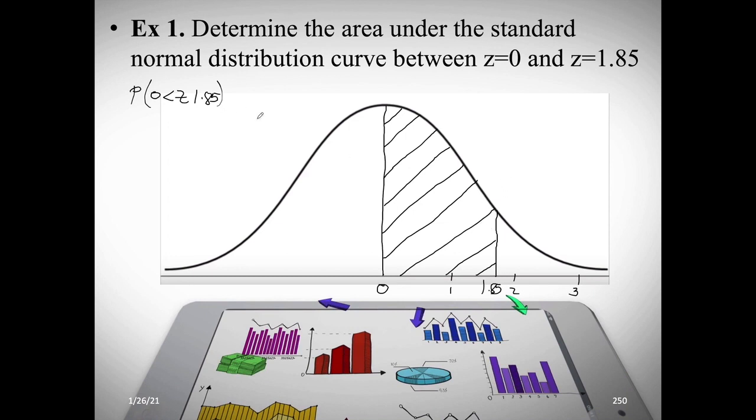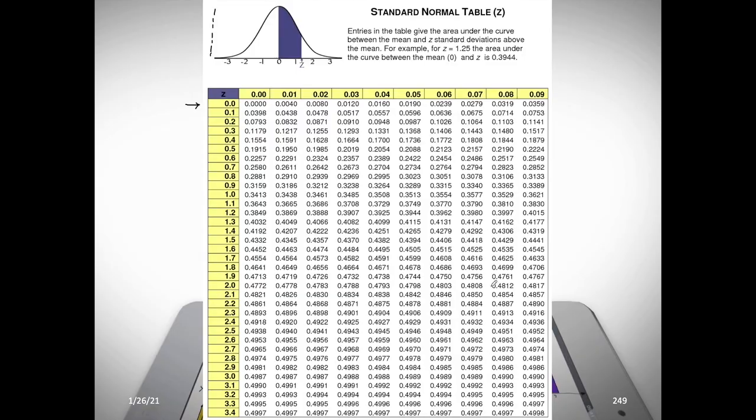Basically, madali lang naman siya makuha. From the 0, check mo lang yung value ng 1.85 from the table. So, let's go back to our table. Where's 1.85? We have here 1.8. Then check on the horizontal part, which is the 5. Where is the 5? 0.05 here. Then 1.85. So, basically, this is the value that we are looking for.